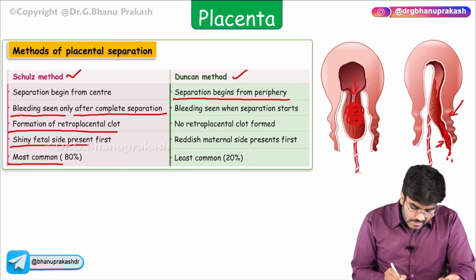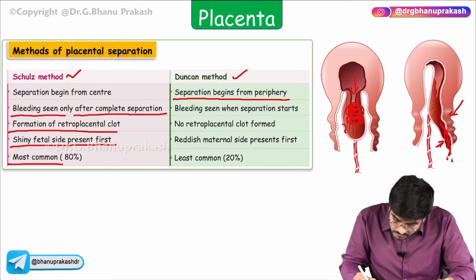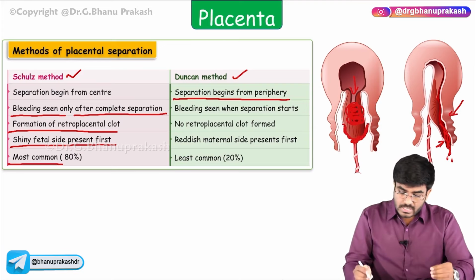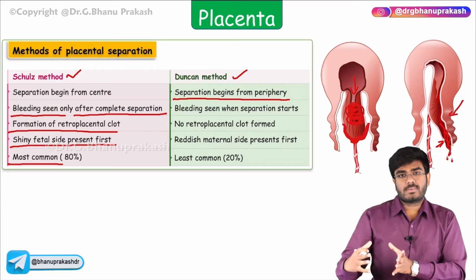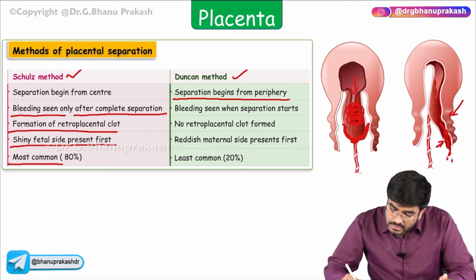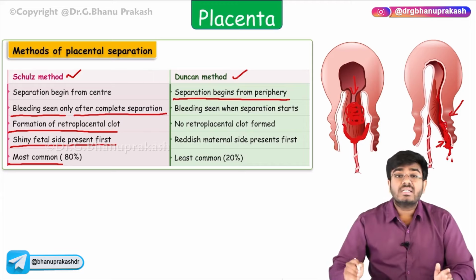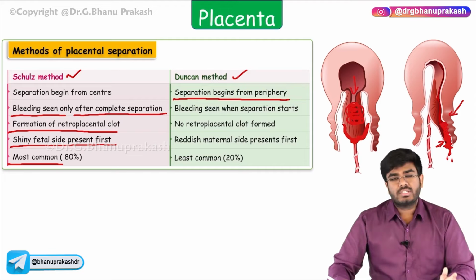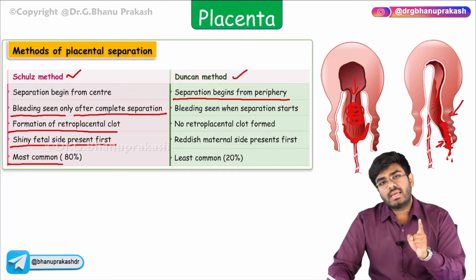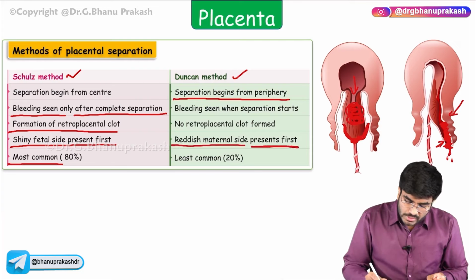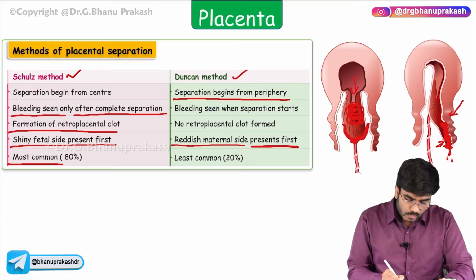Now, shiny fetal side is going to present first. This is the fetal side of the placenta, the place where umbilical cord is going to attach. Shiny fetal side is going to be seen first. But here, please concentrate, in Duncan's method, the reddish maternal side, that's the side of the cotyledons, will be seen initially. So, shiny fetal side is seen with Schultze's method. Reddish maternal side or the cotyledons are seen with Duncan's method. Schultze's method is more common, least common is Duncan's method.